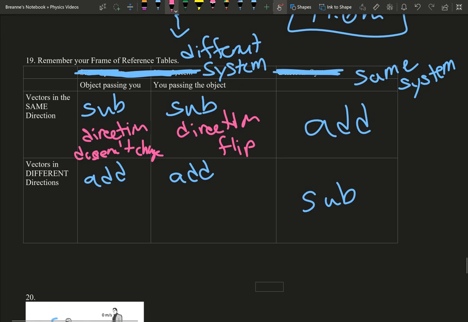So it's only these with your same direction, and it's if the person's passing you or you're passing the person, that is when you have to pay attention to the direction. That's the only time the direction does something funky.